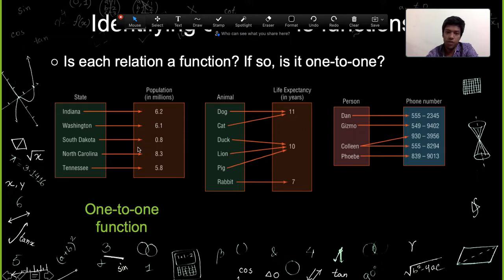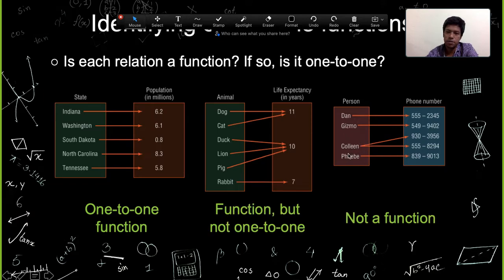This is a one-to-one function and also a function, as you know. This is just a function but not one-to-one because you have a common y value. And this is not even a function because you have a common x value here. Not a function. This one is a function but not one-to-one. Why not one-to-one? Because you have a common y value. A common y value is not possible for a one-to-one function.